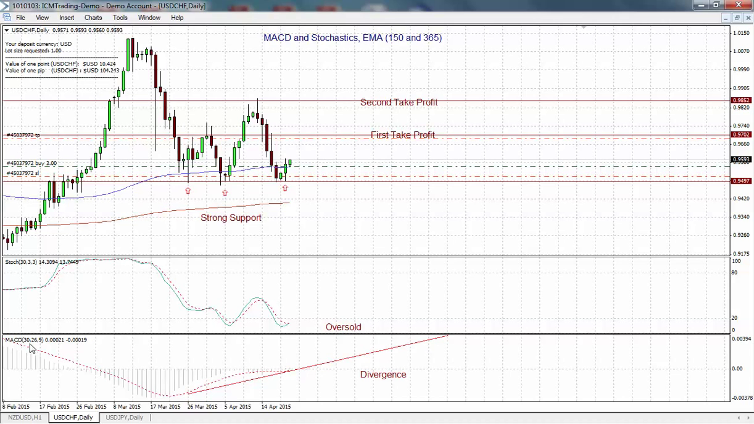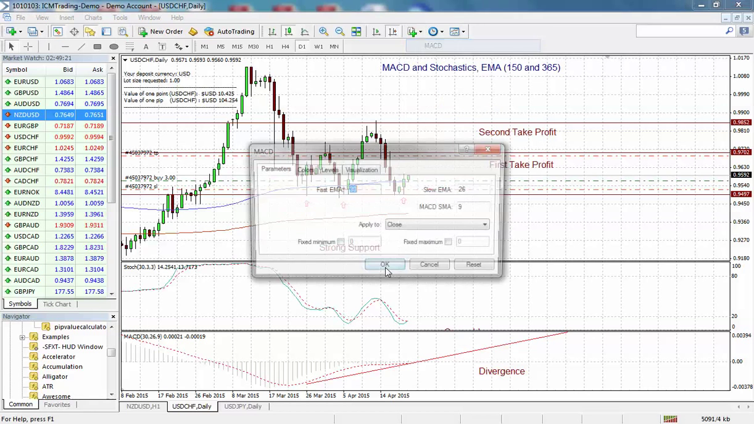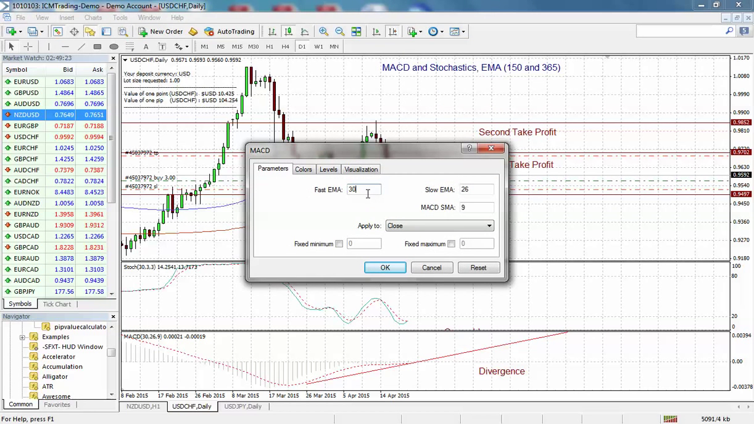All right, just really quick, the MACD. Look at my parameters. I use a 30 period for the MACD, 26 and 9, but the 30 is the most important. Okay, so you have the MACD, right? I have the fast EMA working at 30, the slow EMA at 26, and the MACD SMA at 9, right?